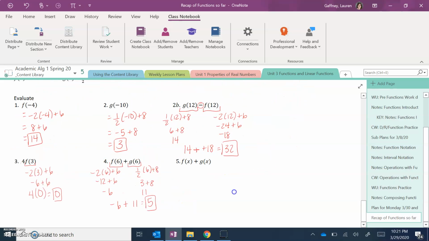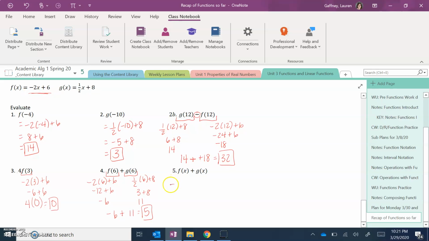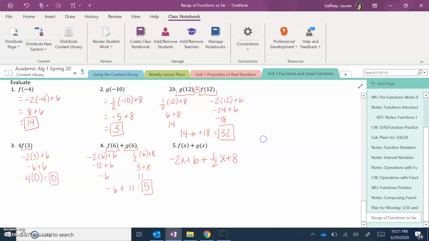All right, the last part here, this is kind of new. Notice there's no number there for the x. So we're simply going to take f of x as it is, plus g of x as it is. Okay, so we want to just combine like terms from here. So -x plus -2x plus 1/2 x.